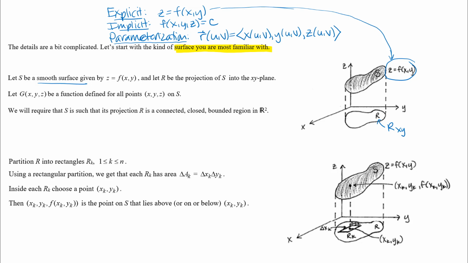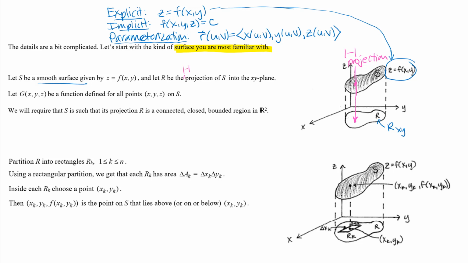Since z equals f of x, y is a function, that means there are no 2 points on this surface, no 2 xy points, that have the same z coordinate. So when I do this projection down into the xy plane, that will be a 1-to-1 projection of my surface S down into the xy plane. That just means that there are no 2 points on my surface that end up projected down to the same point in the xy plane.